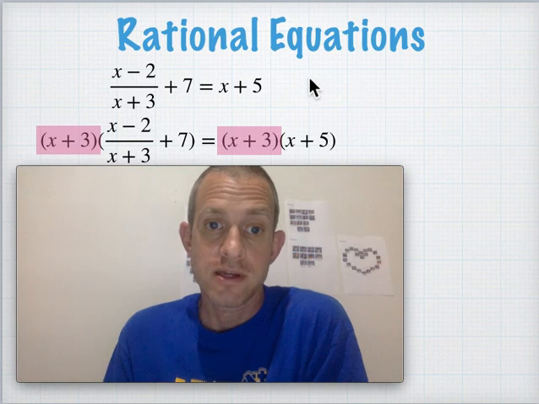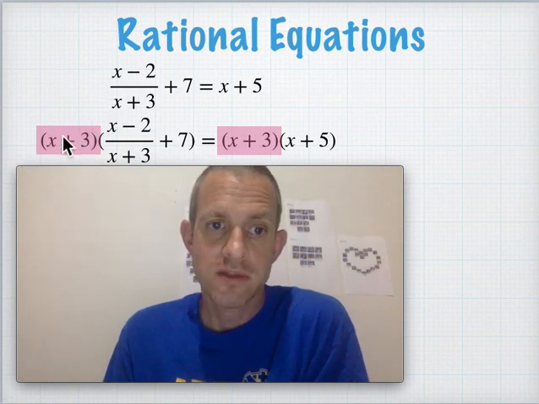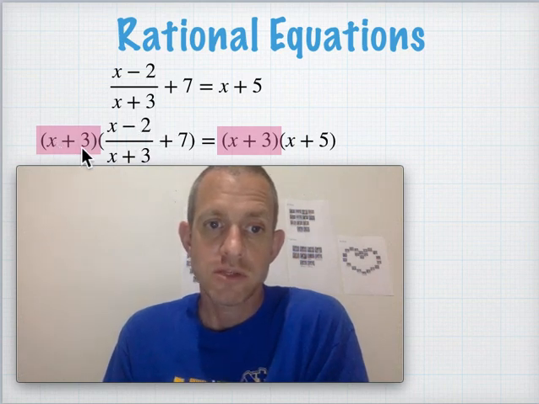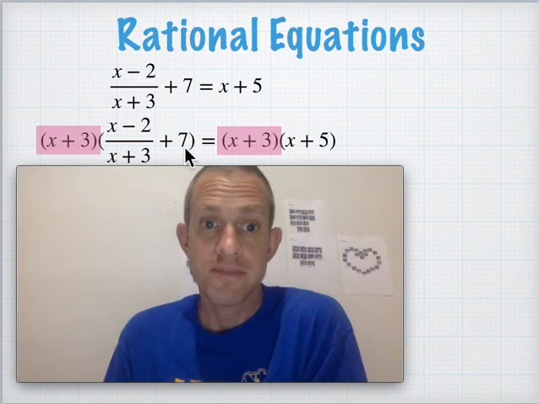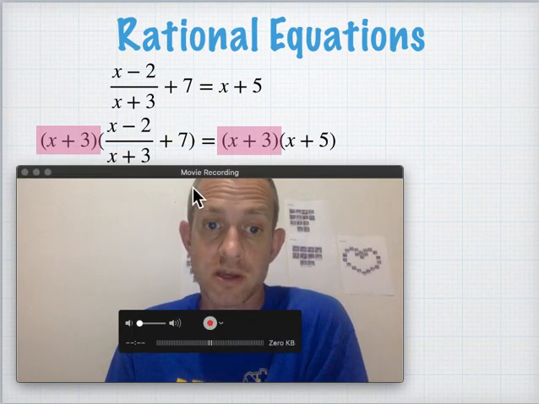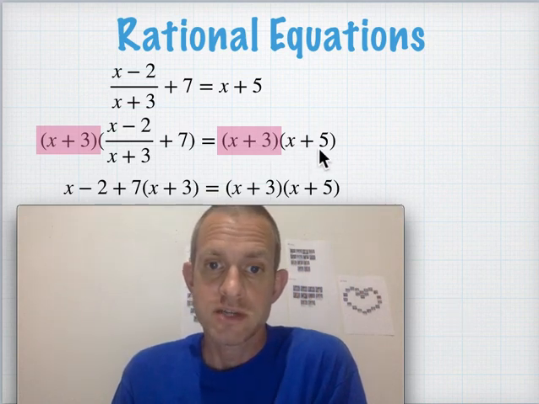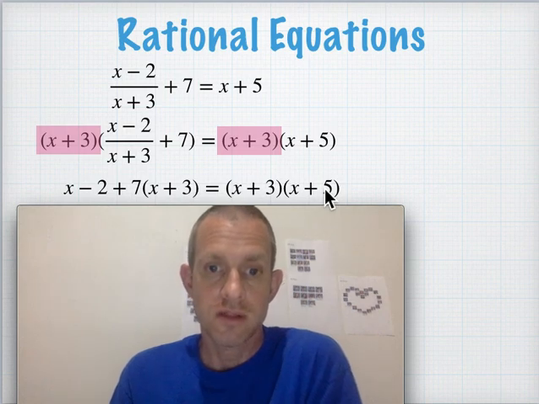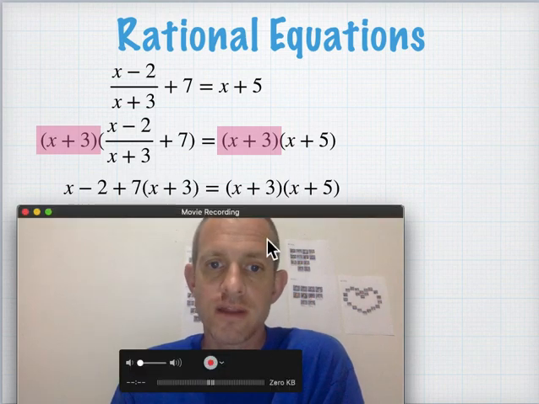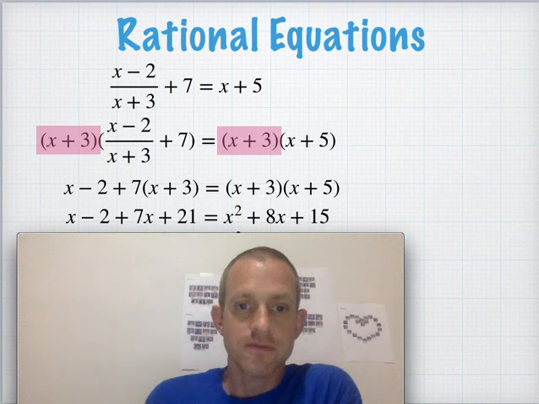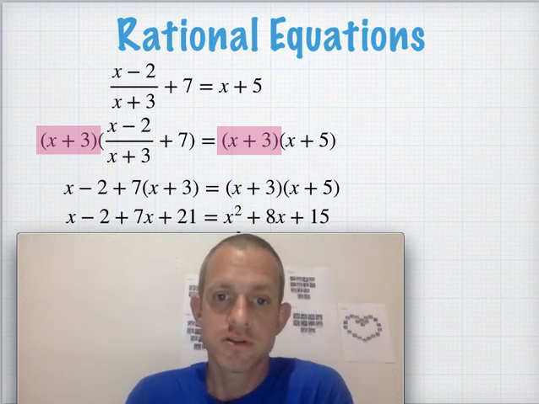On the left-hand side, when I multiply x plus 3 by this fraction, the x plus 3 and the x plus 3 cancel out, and I'm left with just the top. When I multiply x plus 3 times 7, that's going to require the distributive property. I chose to do that in a second step. Over here, x plus 3 times x plus 5, that's another foiling that is going to have to happen. And so at this point, you should distribute the 7, you should FOIL, and that gives you a bit of a mess. You've got a lot of different terms, x's, numbers, squareds, and so on.